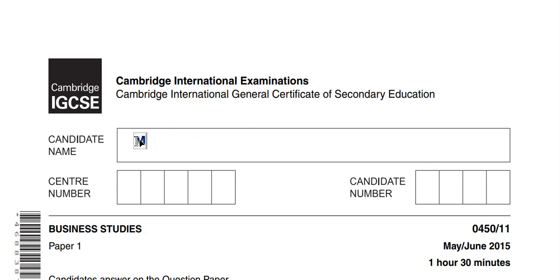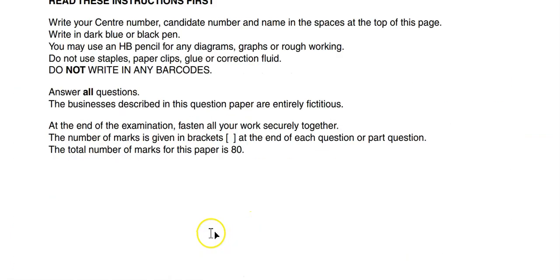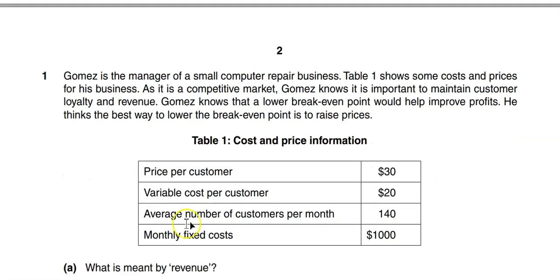Okay, so first you write your name. Don't forget this, center number, candidate number, and then we start with number 1. So here we have context about someone who's called Gomez. Gomez is a manager of a small computer repair business. This business, of course, is a service business. They repair computers. We have a table that shows the cost and the price.